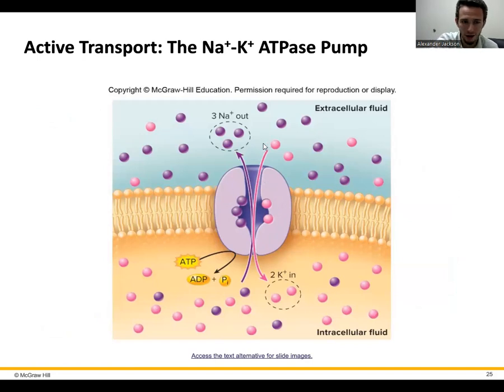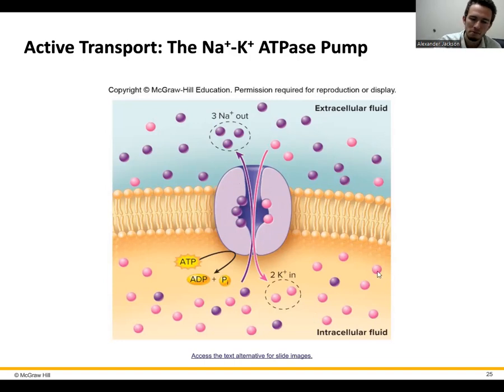But it happens when there's a lot of sodium outside the cell and a lot of potassium inside of the cell. So we're going to use a pump to amplify the difference. What do I mean by that? Okay, we're going to pump sodium from low sodium to high sodium. We're going to pump potassium from low potassium to high potassium.